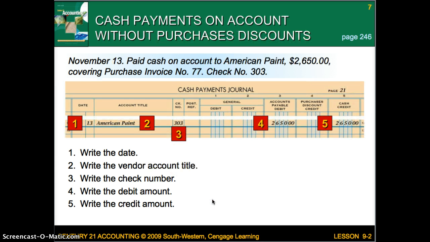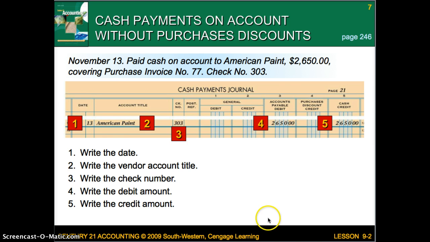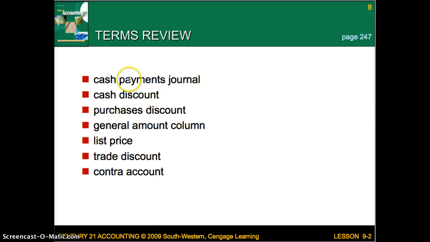November 13th, paid cash on account to American Paint, $26.50, covering purchase invoice number 77. Okay, this is an easy one. We're going to write the date, the vendor account title, American Paint, check number. Here is my accounts payable debit and my cash credit. You guys know how to do that. That is just one that does not have a purchase discount. And some don't. Here are your terms to review. You should know those now. If you do not, go back and reread.